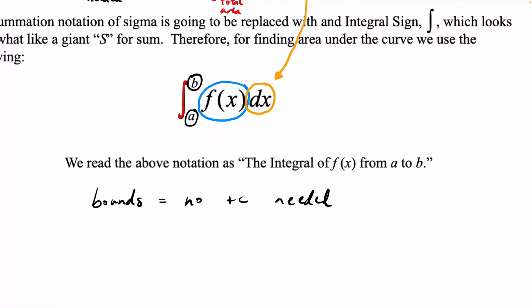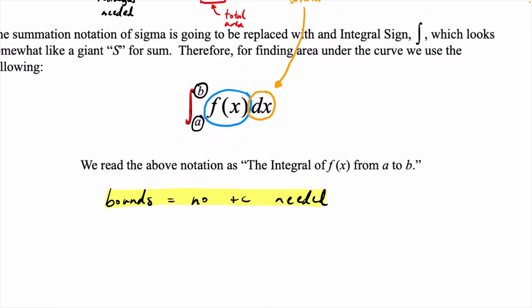What do I mean by bounds? The a to b. If those aren't there, you need the plus c. If they are there, you don't need the plus c. Okay? No bounds, no plus c needed. Or sorry, if there are bounds, you don't need plus c. Okay? And we'll do them as we go. As we go, I'll explain that. Okay?